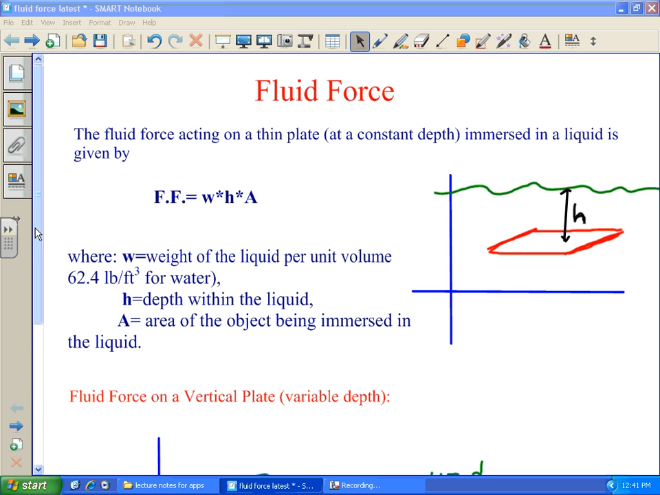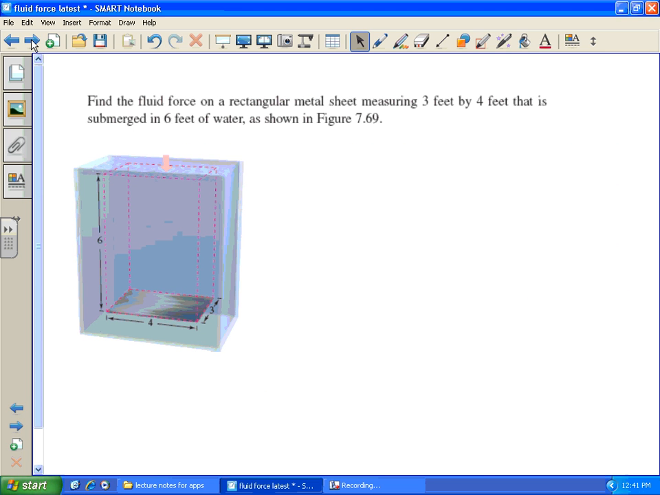This one happens to be one from your textbook. If you like this one, just look at it; don't even worry about writing this. This is directly from your textbook, I believe, example number one. It says, what is the fluid force on the bottom of this container? It's like a hypothetical container. You have basically a flat sheet of metal on the bottom here that has a depth of 6 feet. So what would be the total force felt upon that sheet of metal?